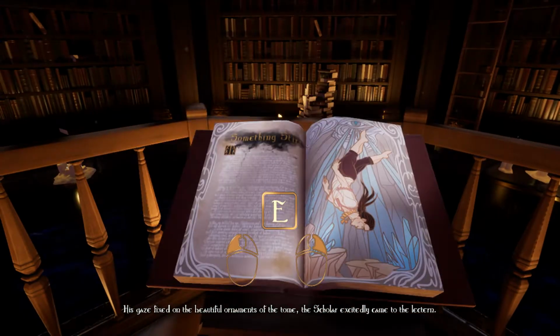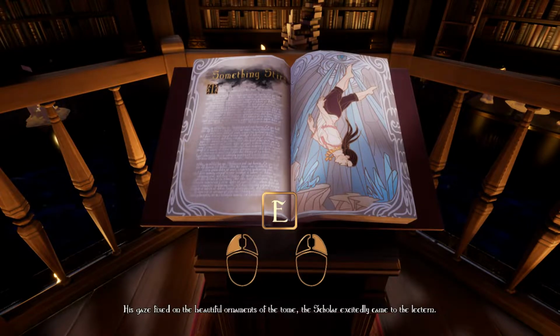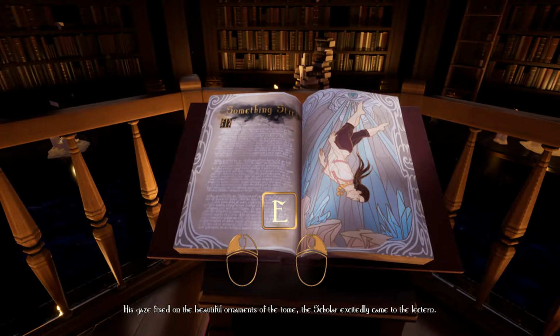His gaze fixed on the beautiful ornaments of the tome, the scholar excitedly came to the lectern.